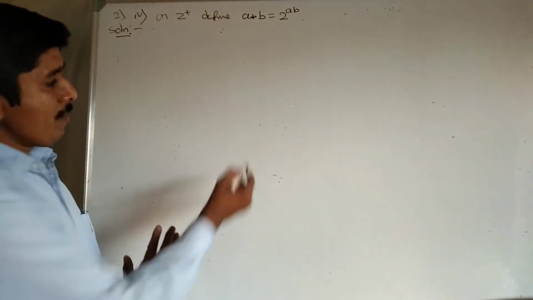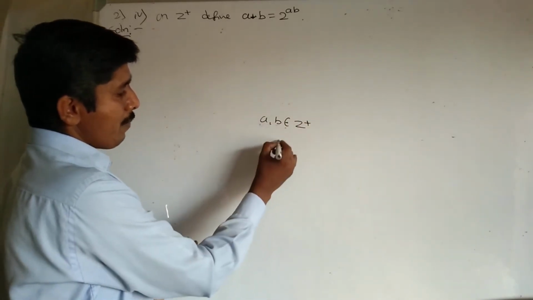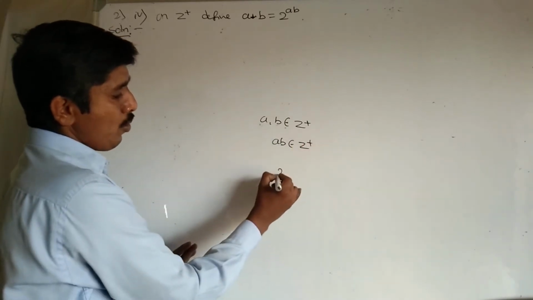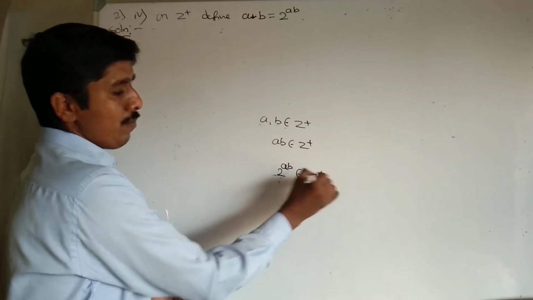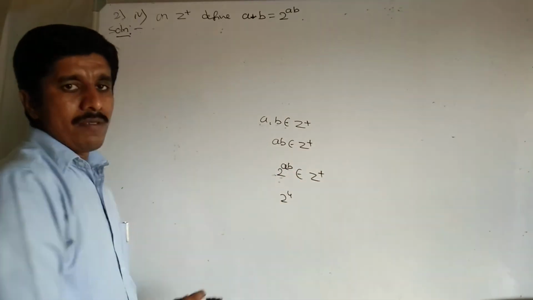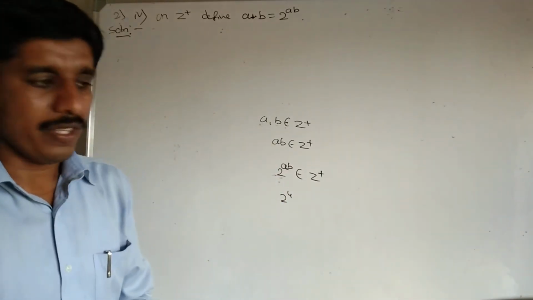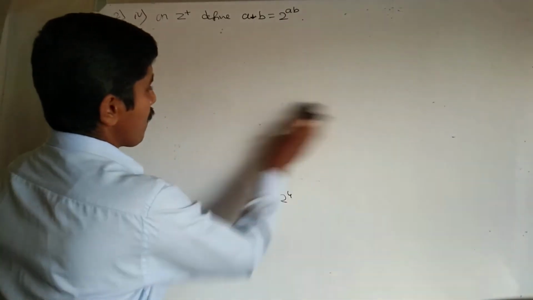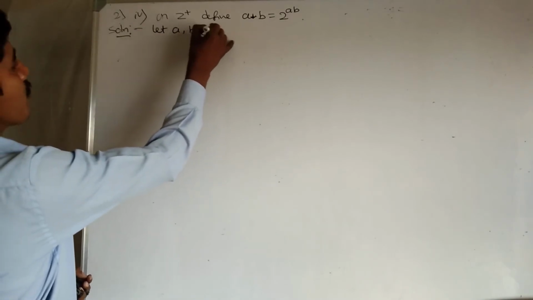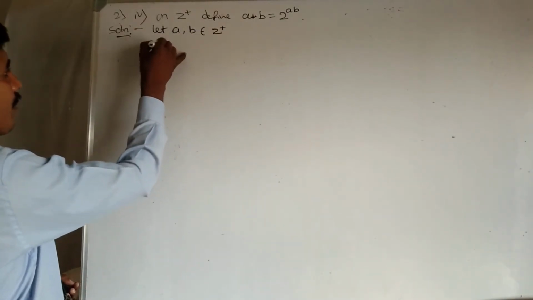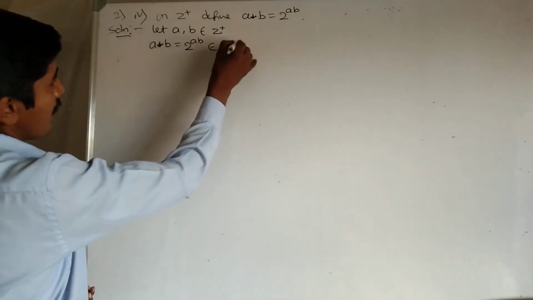Is it a binary operation? Here a and b are positive integers. What about a into b, the product of a and b? Clearly ab belongs to Z plus. Here 2 is a positive integer, so 2 power ab, 2 power a positive integer, is again a positive integer. Suppose 2 power 4, a positive integer. Then we say that clearly star is a binary operation. Therefore, a star b equal to 2 power ab is clearly a positive integer.